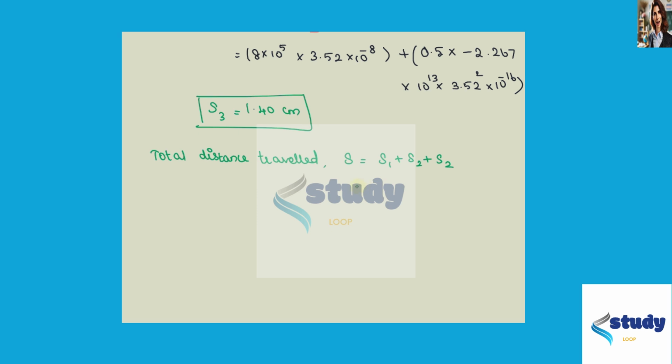and therefore the total distance travelled by the electron S is equal to S1 plus S2 plus S3. So this gives 6 plus 16 plus 1.40 centimeter. As a result, the total displacement of the electron is 23.4 centimeter. This is our required answer.